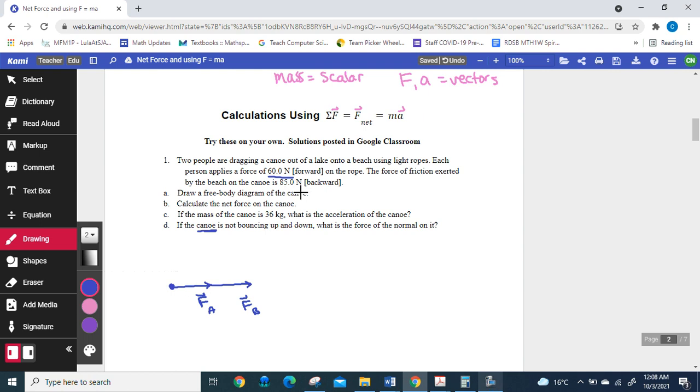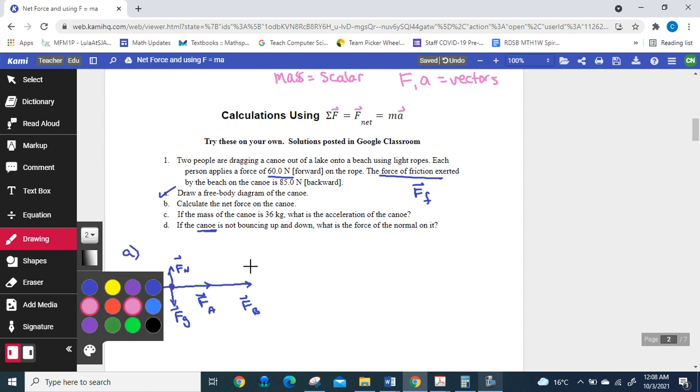And then we have our force of friction. Remember, the force of friction, with the little f, is going to be going backwards. So there's my force of friction. Now it is on the ground, so I do have a normal force because it's on a surface. And we are on planet Earth, so we do have a force of gravity coming down. So, check, free body diagram done.